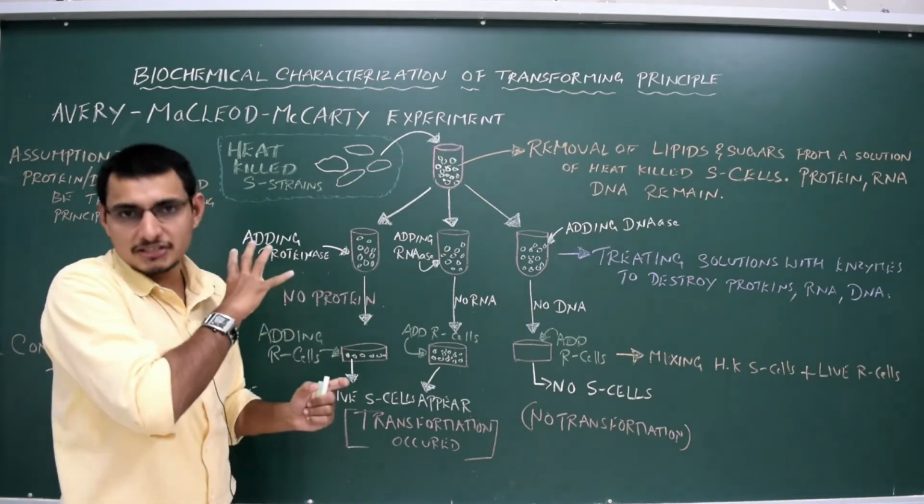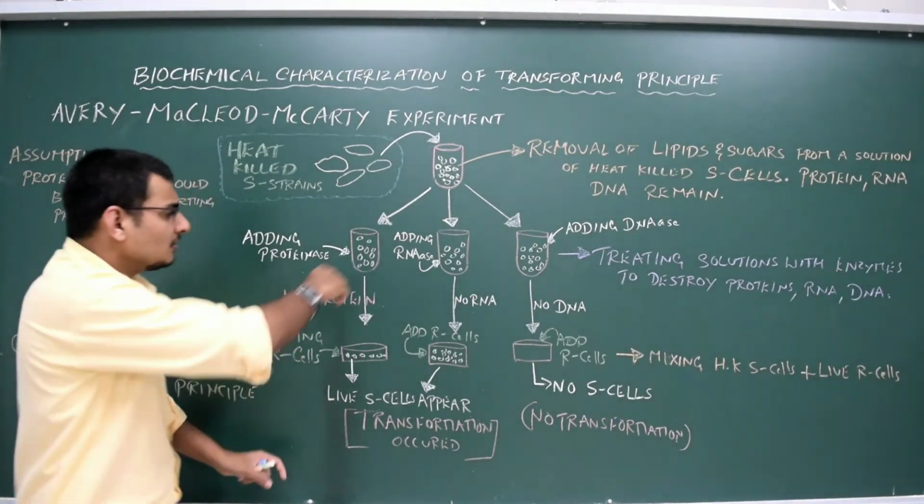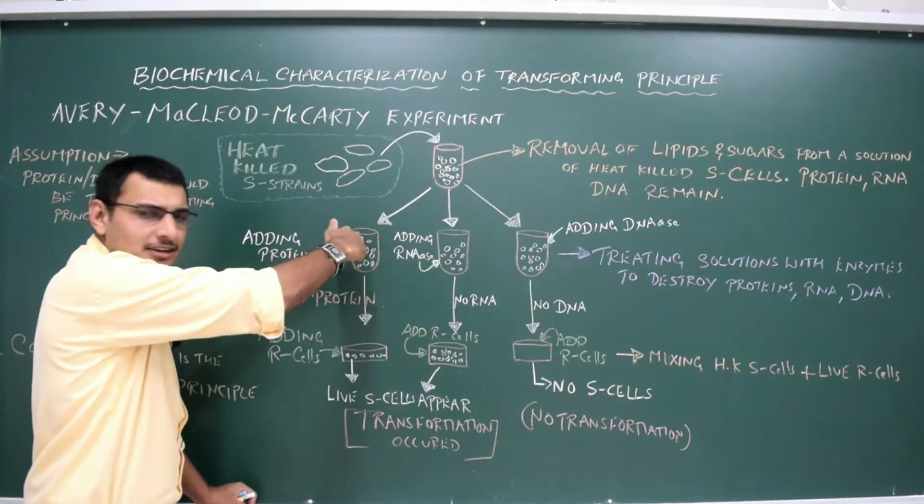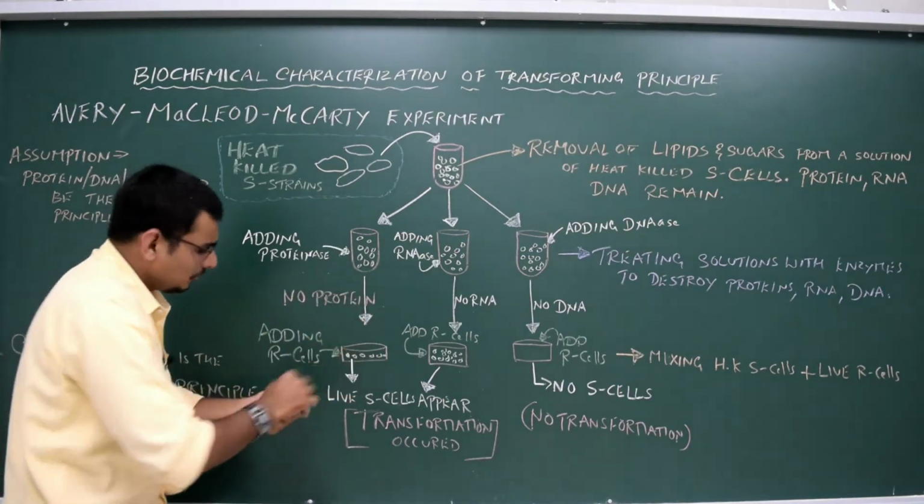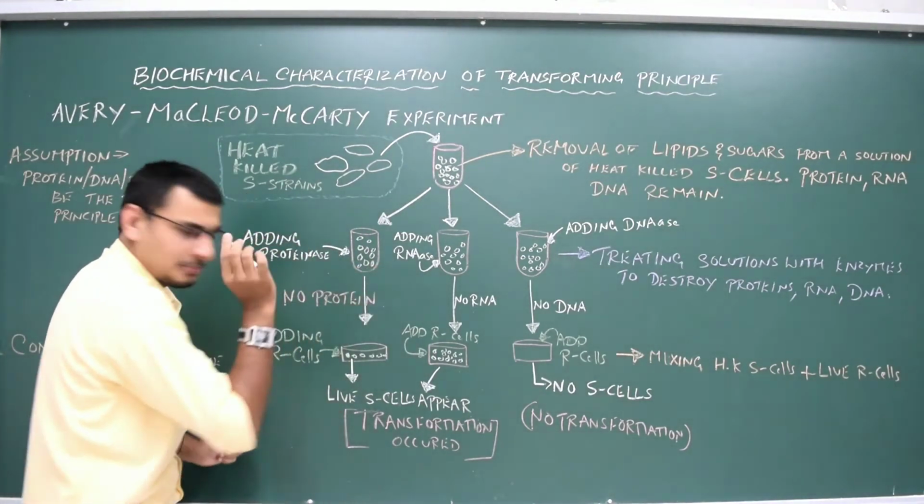The live R strains are there. Then they just pour this entire solution into the Petri plate. They poured it. Okay, so that's it.